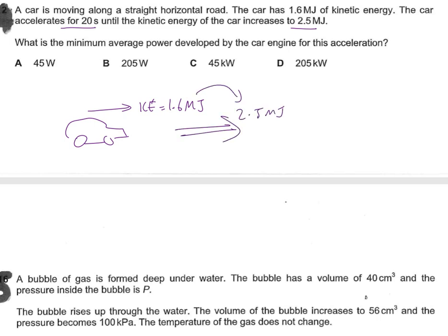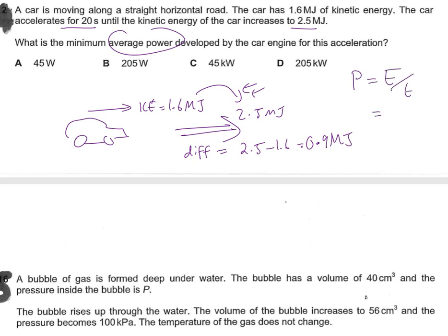So what is the power generated? How much energy are we adding so that it can accelerate? We need to find the difference: 2.5 take away 1.6, which is 0.9 megajoules. Now we're looking for power. Power is energy over time. So 0.9 times 10 to the power 6, divided by the time, 20 seconds. This will give me 45,000. So therefore, the answer is C in this case.